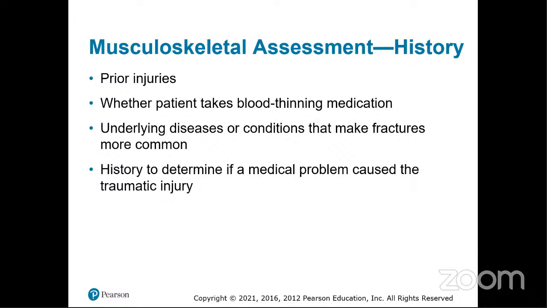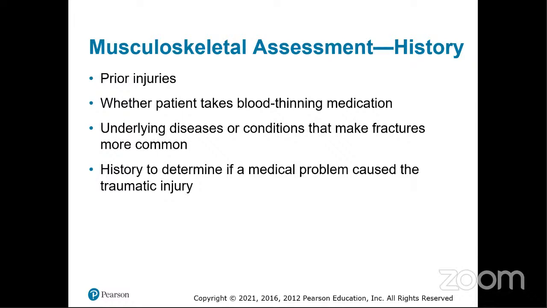Yep, so some kind of history of congestive heart failure, previous stroke, previous pulmonary embolism or PE, any of those things. So if they say, oh yeah, I'm on a blood thinning medication, the next question you want to ask is try and get specific on which one it is.